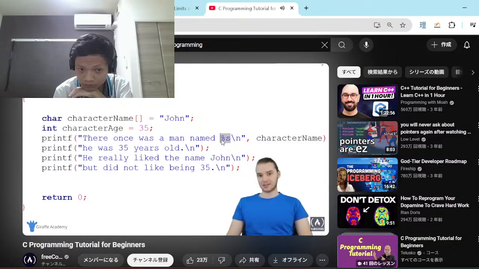And basically what's happening is when we use this %s, we're telling C that inside of this string of text here, we're going to want to insert another string. And a string is basically just a collection of characters.